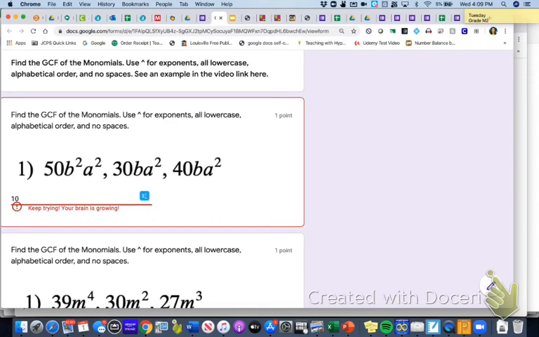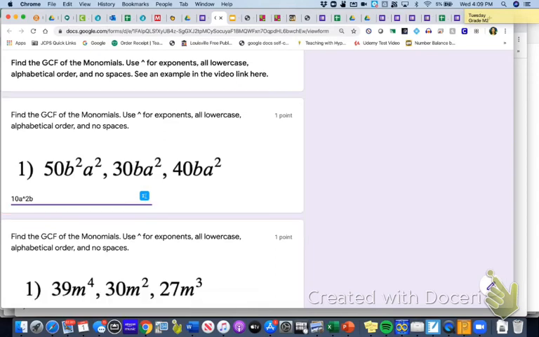So if I just do 10A raised to the second B, ta-da, now it's turned purple, which means that now I know that I've done it correctly. So for each of these problems, if you have the correct greatest common factor, as long as you follow the directions, you should be good to go. Otherwise, if you do accidentally put in a wrong answer or something, it'll tell you so.